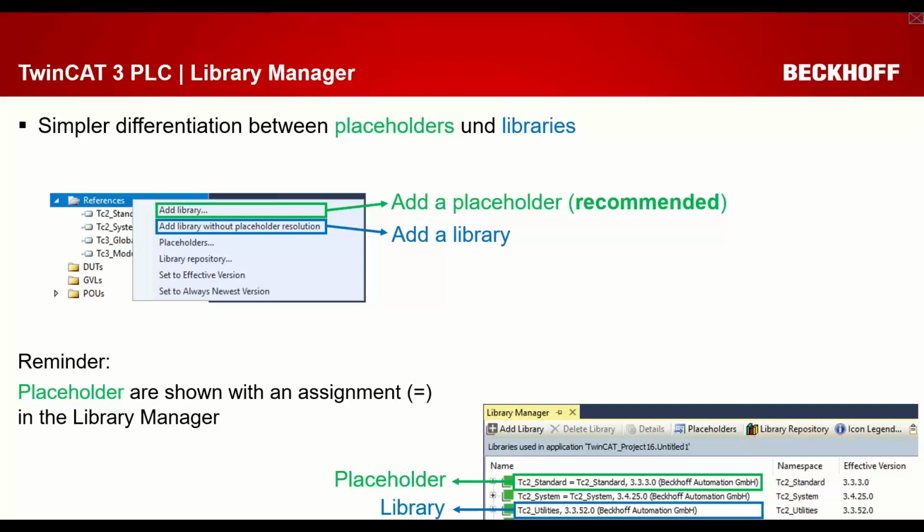Just as a short reminder, I would like to say that the placeholders are those libraries which are shown with the assignment. So for example, with TC2 standard, there is a specific version of the TC2 standard library assigned to this placeholder. And the library displayed in blue does not have this assignment, so it is directly set with a specific version, and you cannot change it afterwards if you, for example, use it in a library.